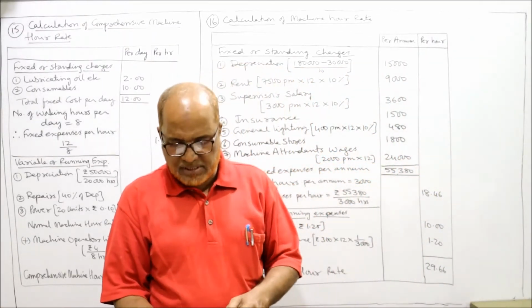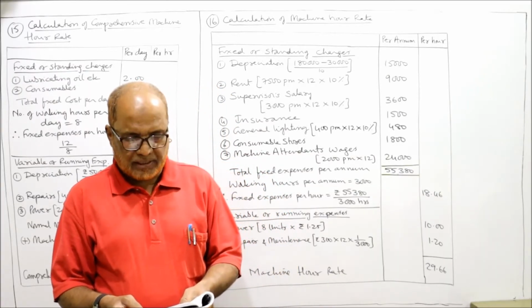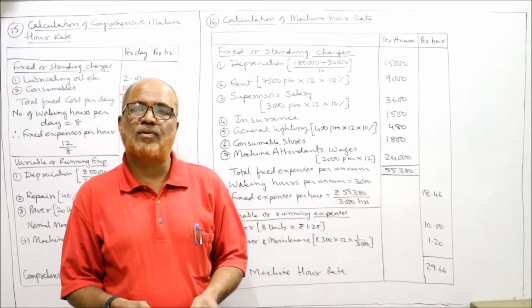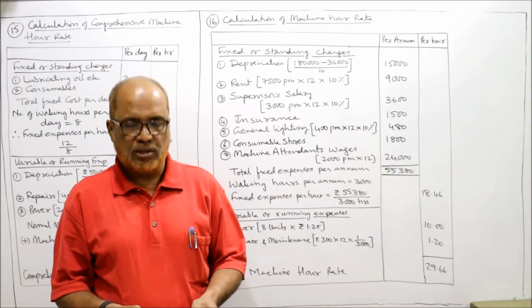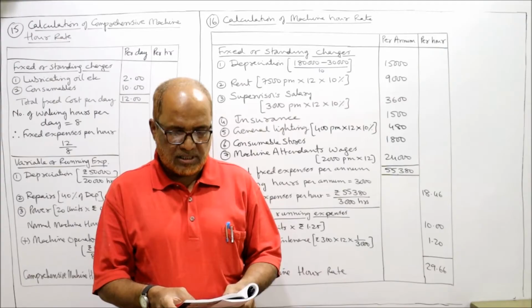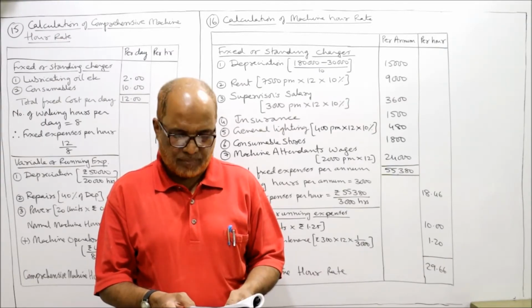Now see the problem number 16. Calculate the machine hour rate from the following particulars. Cost of the machine 1,65,000. Installation charges 15,000. Installation charges should be added to the cost. So 165 plus 15, 1,80,000. So 1,80,000 is the cost of the machine.